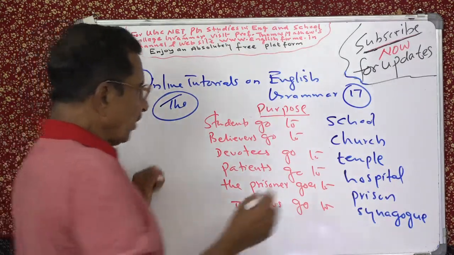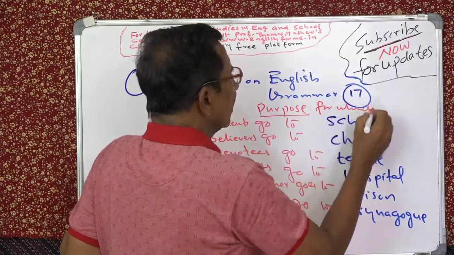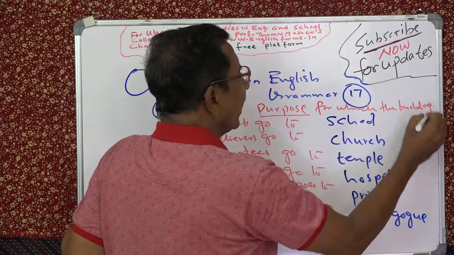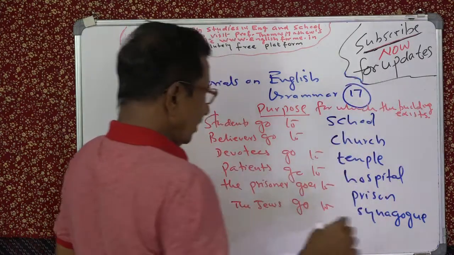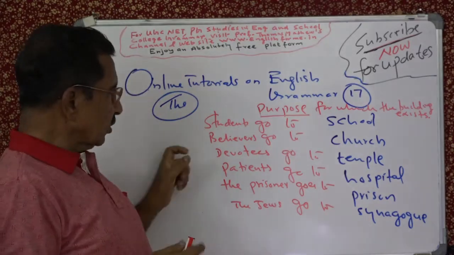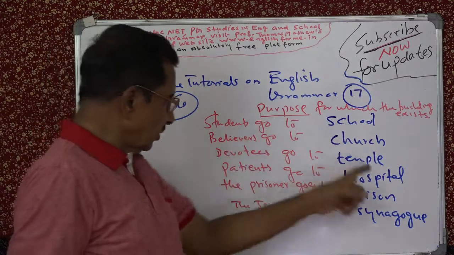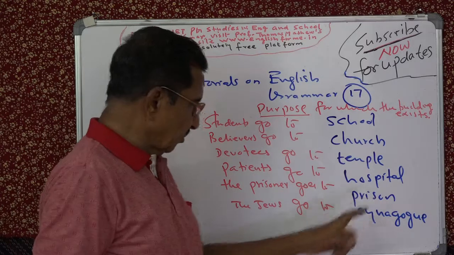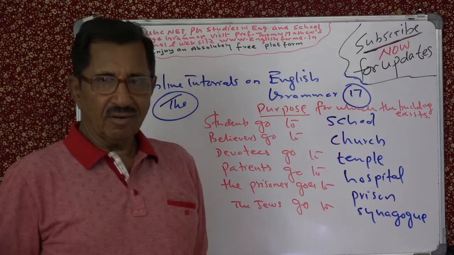So the purpose for which the building exists, then no need of using the. So you say students go to school, believers go to church, devotees go to temple, patients go to hospital, the prisoner goes to prison, the Jews go to synagogue.